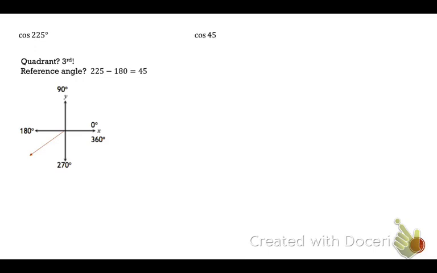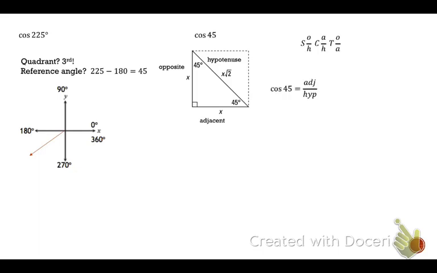So let's find the cosine of 45 degrees. I'm going to use the 45-45-90 triangle now. I'm going to label those sides: x is the opposite, the adjacent is also x, and the hypotenuse is x square root of 2. So cosine is adjacent over hypotenuse, which is x over x square root of 2, which is 1 over the square root of 2. Then we have to get that square root of 2 out of the denominator, so multiply the square root of 2 on top and bottom. So you get the square root of 2 over 2. So cosine of 45 is square root of 2 over 2.